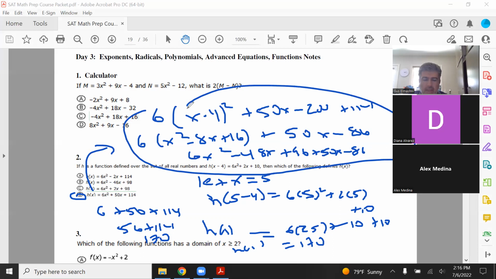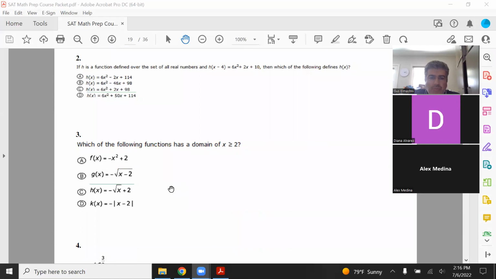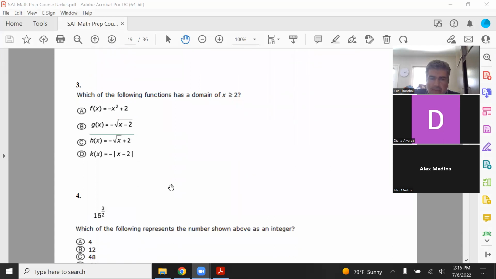labor intensive. You can plug in a number, but you have to be careful that, okay, I replace x with 5, so I plug 5 into that, but then that gave me h of 1 equals 170. So I plug in 1 into the choices, see which one gives me 170. So it's a more advanced problem. That would be more near the end. Okay, now we get back to an easier one. For the rest of them, like number 2, this is going to take a while.